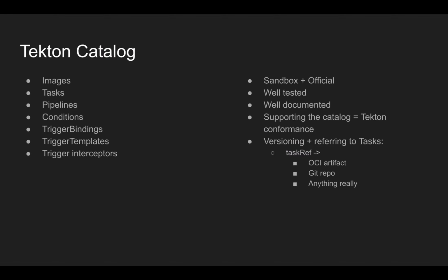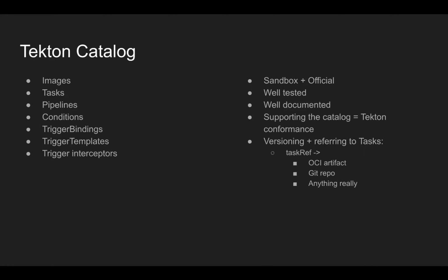And then finally, I want to talk about the catalog, which is the place that we are hoping to have all these reusable components. So this is just a very brief overview of the catalog. On the left is a list of all of the components that we might want to be sharing in the catalog. Interestingly, as we talked about before, steps are not on this list. We assumed that we'd want to share images and task definitions, and then it gets fuzzier from there.